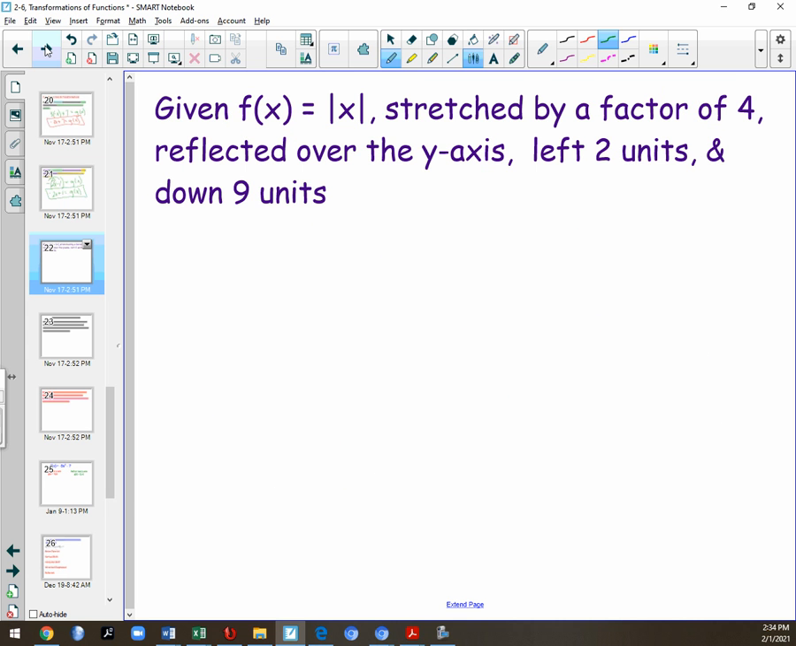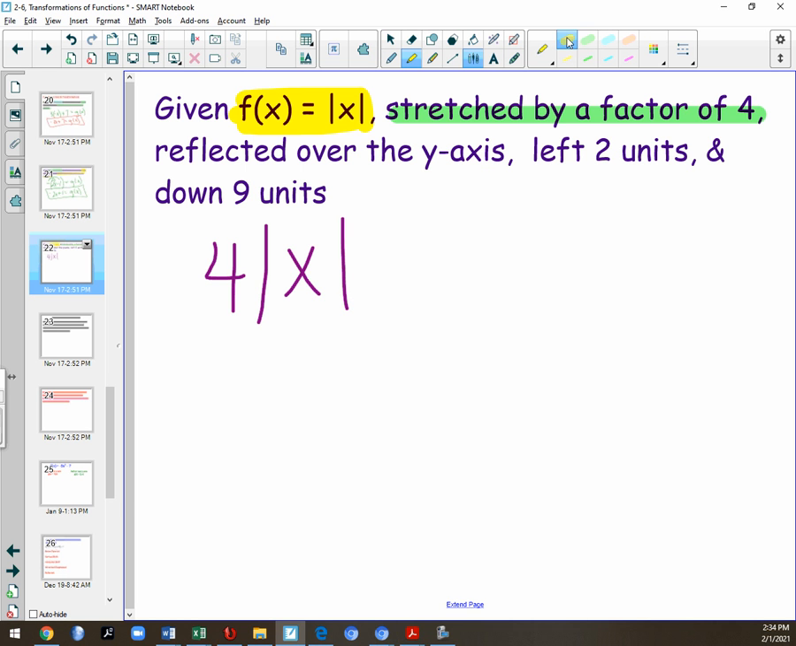Continuing on. This time, I give you the function f of x equals the absolute value of x, and I want you to stretch that by a factor of 4. Stretching that by a factor of 4 means you are simply multiplying the absolute value of x by 4. Then, you are going to reflect that over the y-axis. When you reflect that over the y-axis, that means you are essentially putting a negative on the inside with the x.